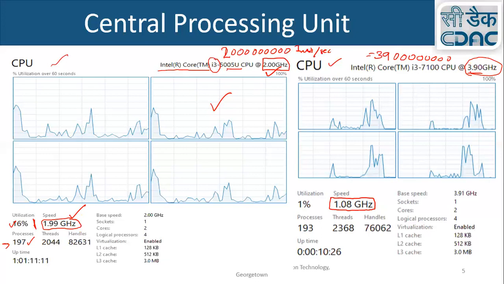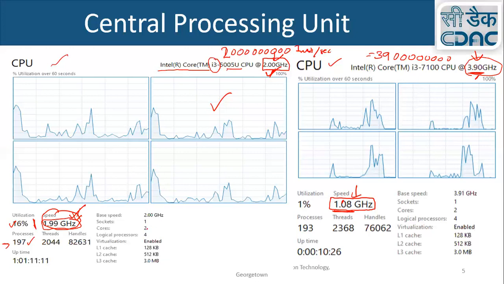Here the speed is written as 3.90, but the current speed is 1.8. So this is the standard, the maximum speed written here, and this is the current speed of your CPU. Please remember these two things. Here the speed is the same as the max speed, but here the speed is different from the maximum possible speed.